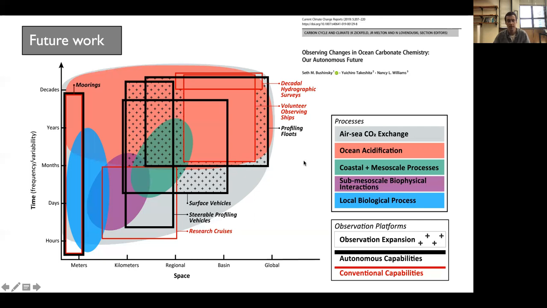So there's a lot of exciting things that we can get. And I should mention too, this only shows time and space. We also have depth, and we are getting a lot of really interesting information about water masses, and hopefully we'll get more information about how water masses are changing and what role they play in the carbon cycle as we expand our float observations.